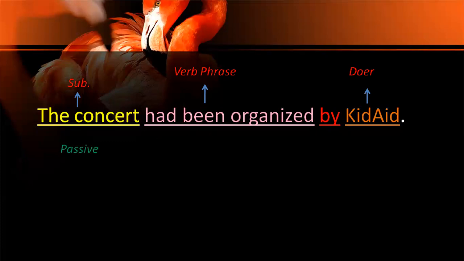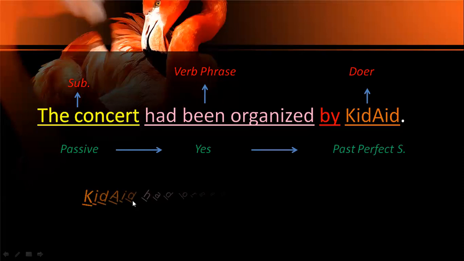Can we change it into active? Of course, but what tense is it? It is a past perfect tense. How could we tell? We have the verb to have, had, and the main verb in form 3. Okay, now we are changing it back into active. So active means that we need the doer. Who's the doer? It is Kid Aid. So we start the sentence with Kid Aid. Past perfect. Then how does the form of the sentence go?